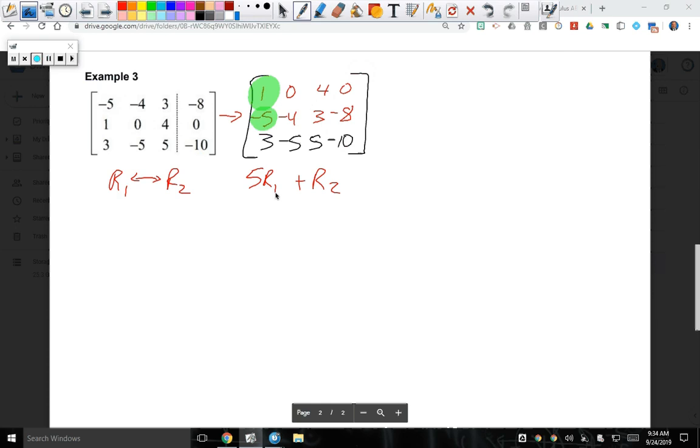5 times row 1 would give me 5, 0, 20, and 0. Row 2 would be negative 5, negative 4, 3, negative 8. So that I would add those two together and get what? 0, negative 4, 23, and negative 8. That's what my new row 2 just became. Everything else stays the same.